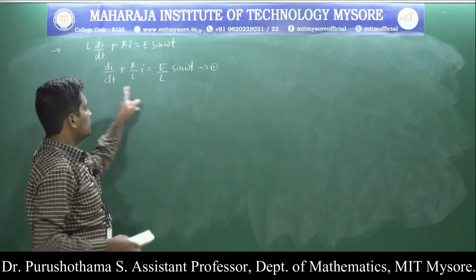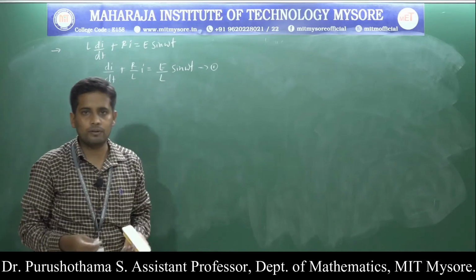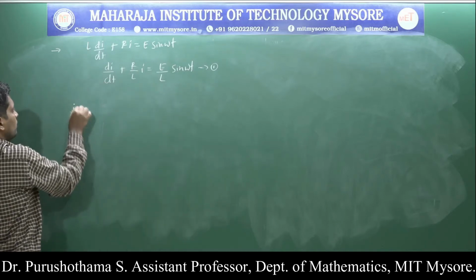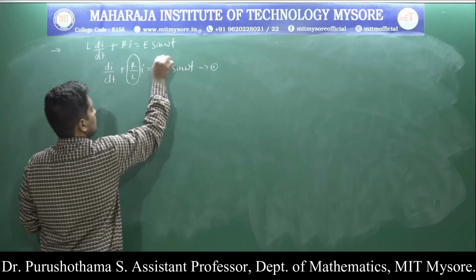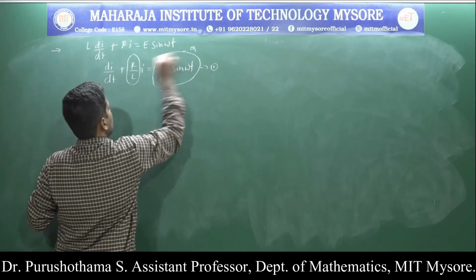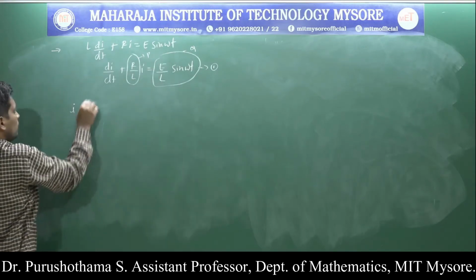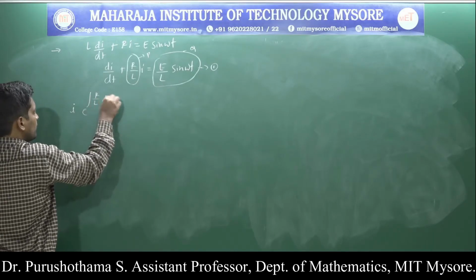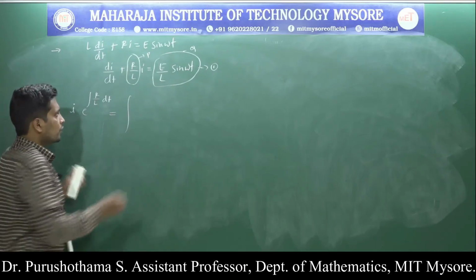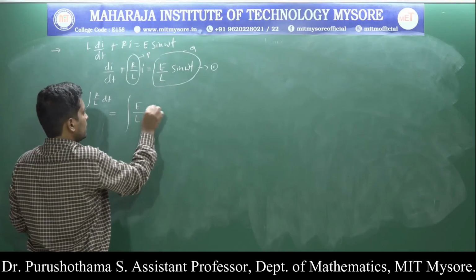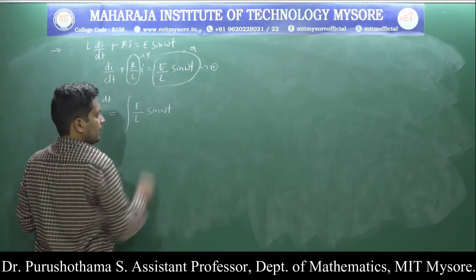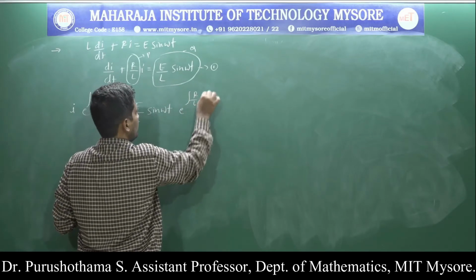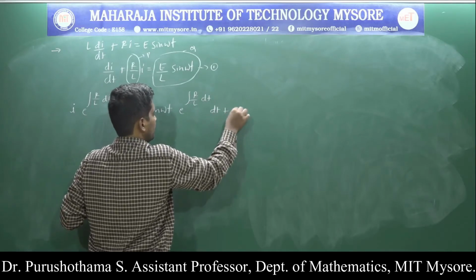This is a linear differential equation of first order. Already we know the solution of a linear differential equation: here this is P and this is Q. Therefore I·e^(∫P dt), with P = R/L, is equal to ∫Q·e^(∫R/L dt) dt + c, where Q is E/L·sin ωt.